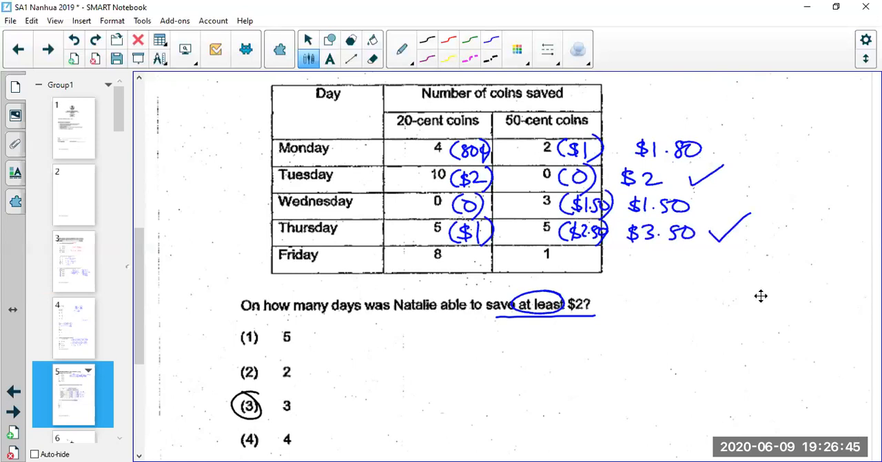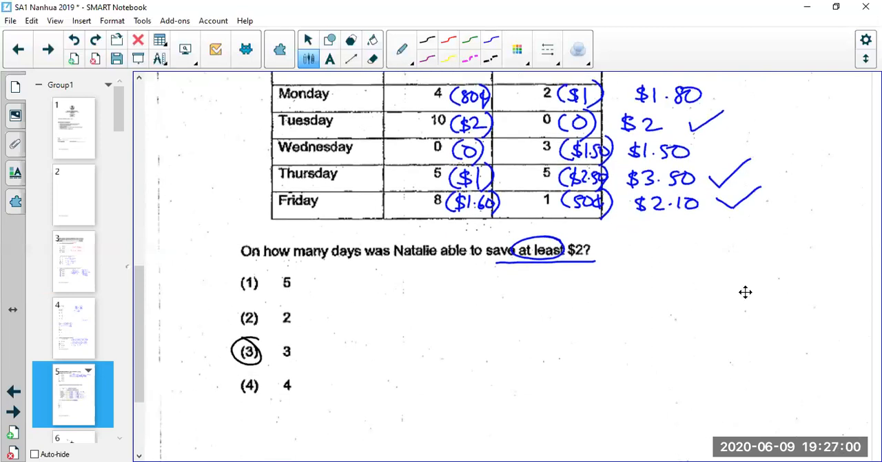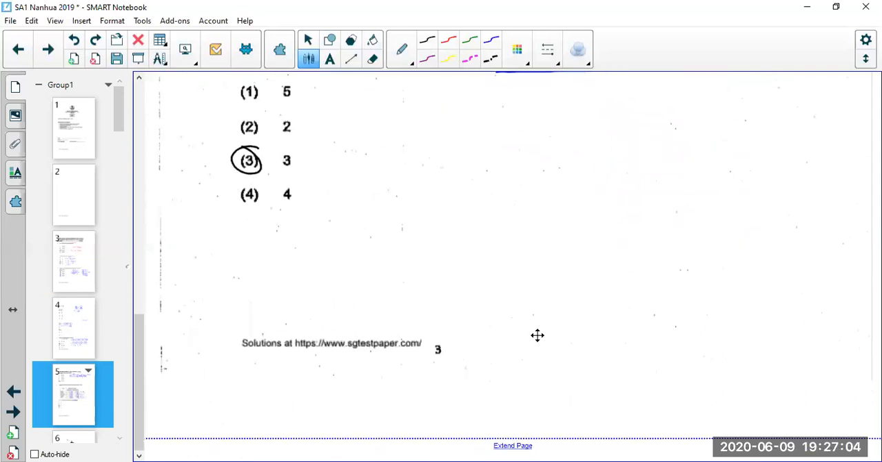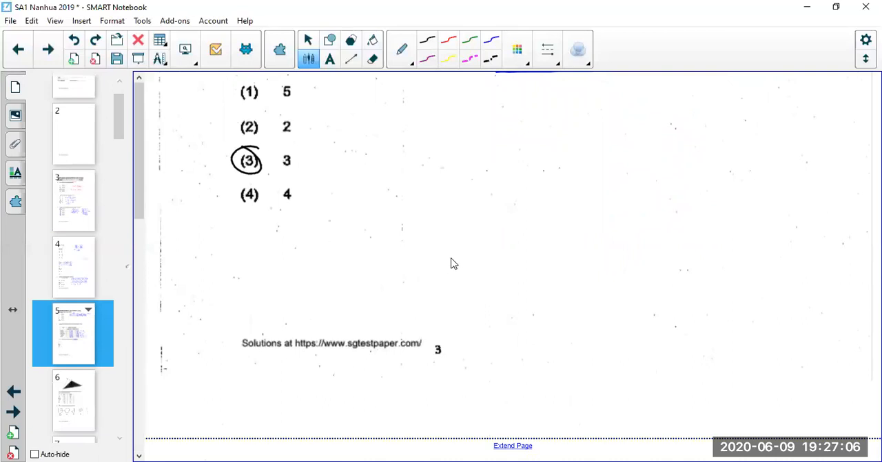At least $2, right? And then 8 20 cent coins will be 8 times 20. And then 1 50 cent coin will be 50 cents. Plus together will be $2.10. Also at least. So how many days did he save at least $2? 3 days. Right? Did you get the answer correct? Yeah, this one is not quite easy, right? So score well for these questions.